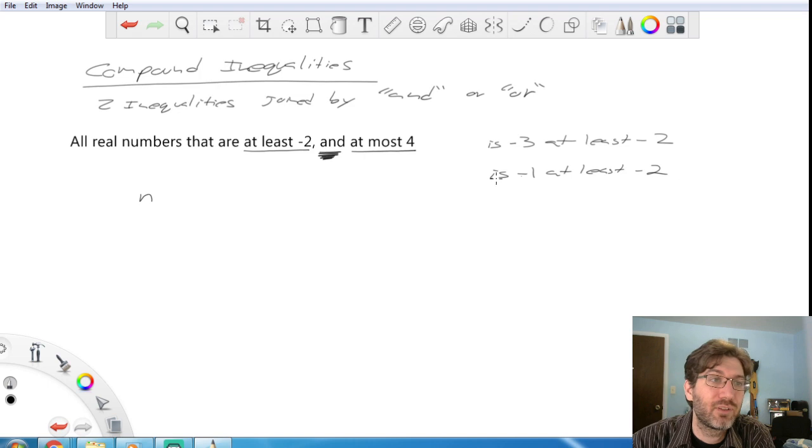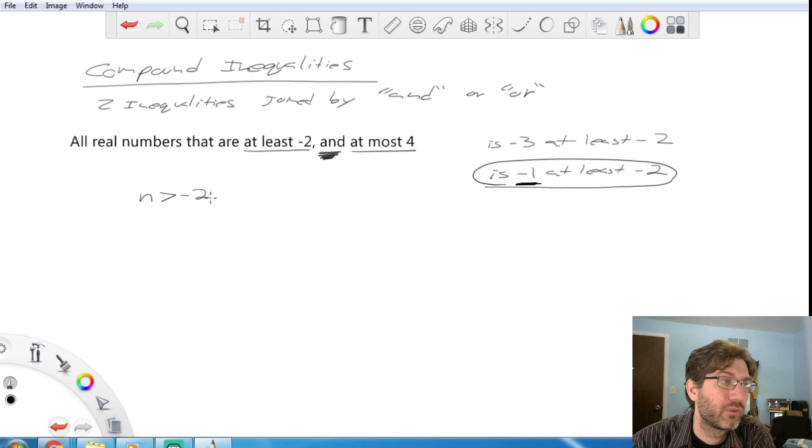According to these statements, this is the one that makes sense, right? Not this one. So n, being this number here that you made up, has to be at least -2, or -1 being larger than -2, n has to be larger than -2, right? So 1 is at least -2, 0 is at least -2, and so on. And then it says at most 4.